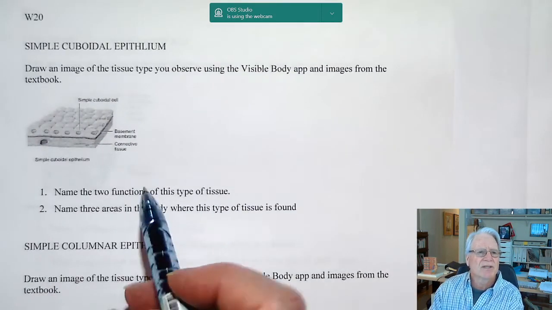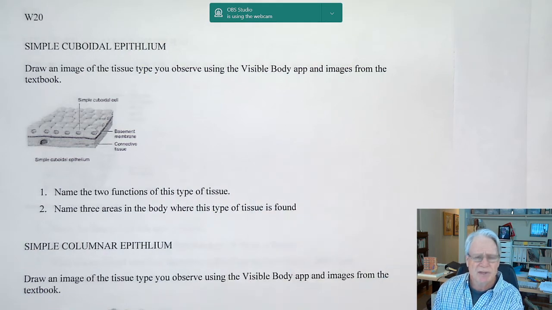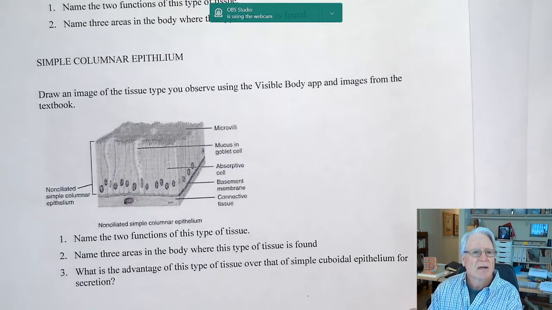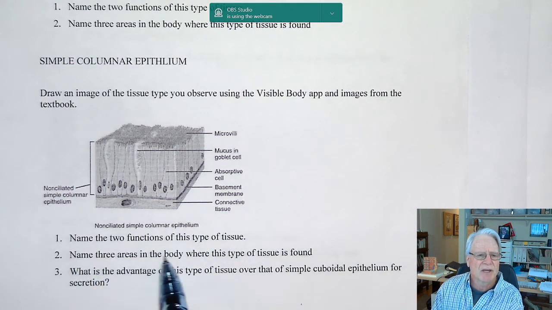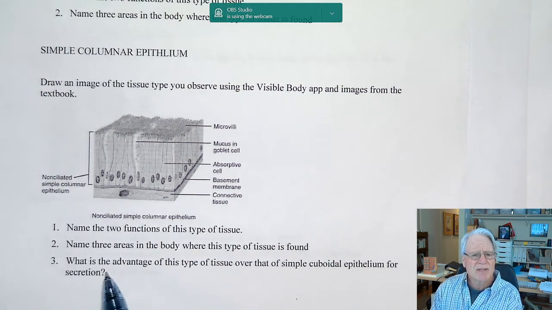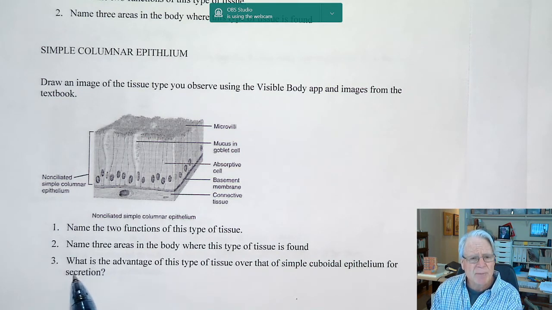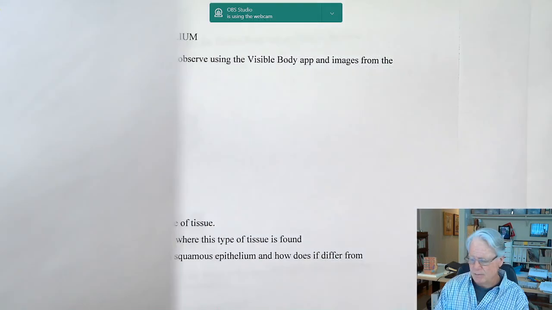So here it is. This is simple cuboidal. Again, name 2 functions, name 3 areas. Okay. So simple columnar epithelium: name 2 functions, name 3 areas. What is the advantage of this type of tissue over simple cuboidal epithelium for secretion? I want you to think about that. That question is probably not in the textbook at all, but I want you to think about it. When we do our lab review, we're going to look at that question and address it. But now I want you to suffer a little bit.